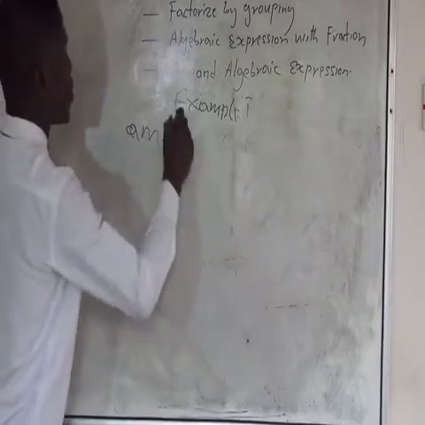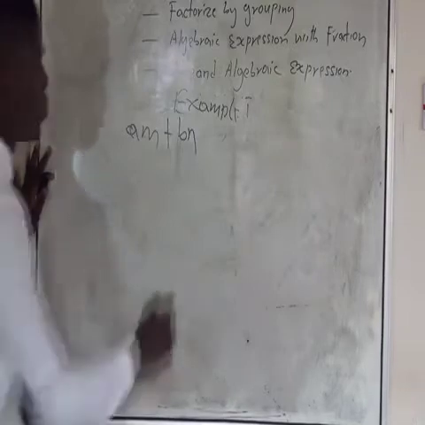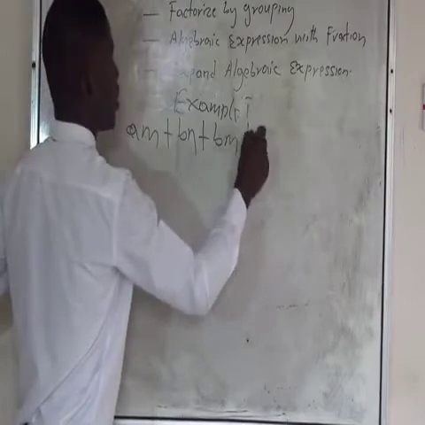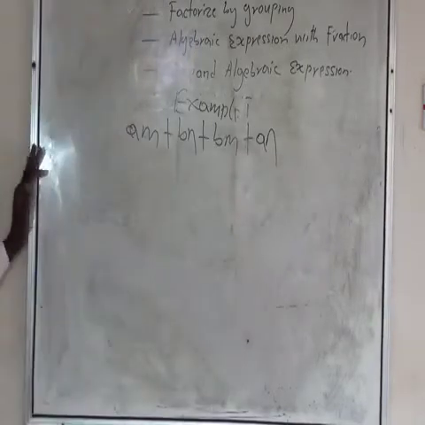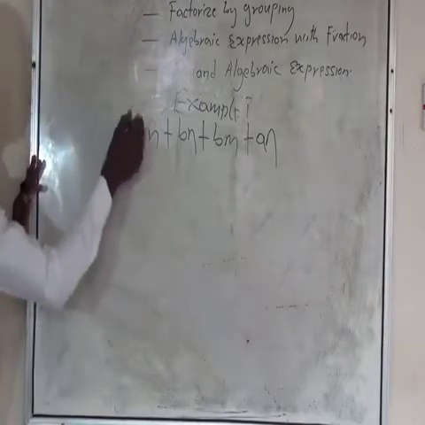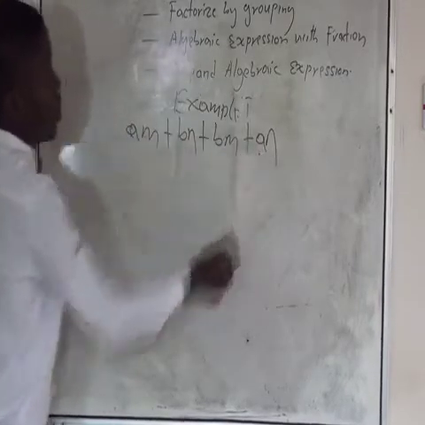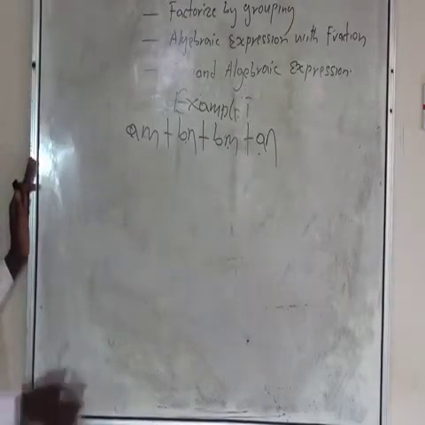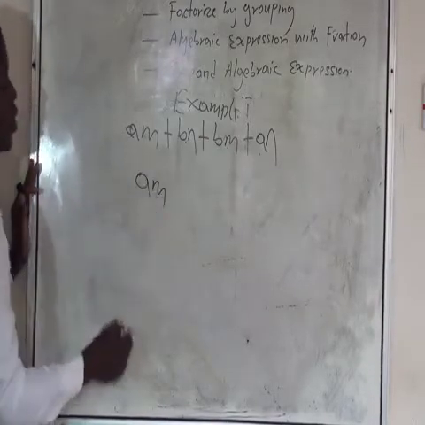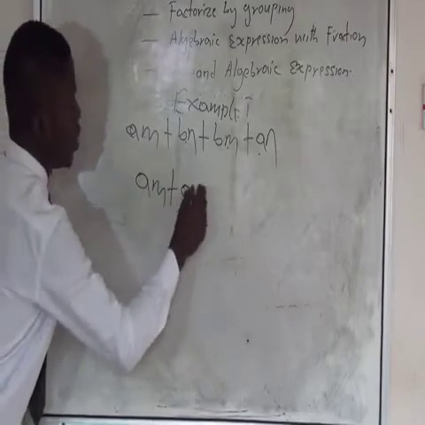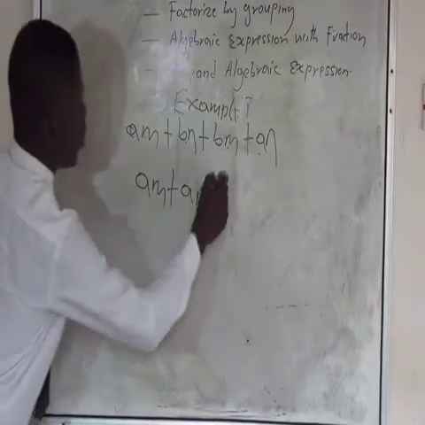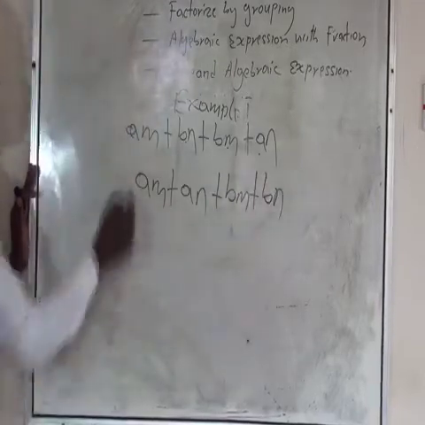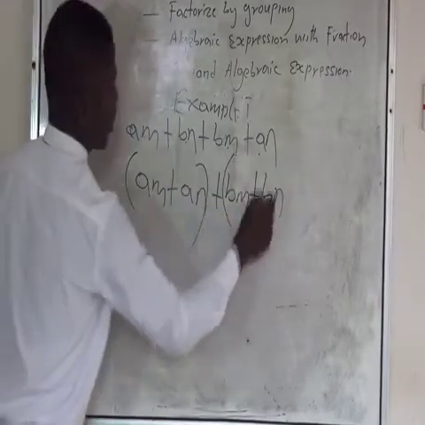plus bn plus bm plus an. See, A is common here, A is common here, B is common here, B is common here. So I will use that one. an plus an plus bm plus bn. Bracket this and bracket this.